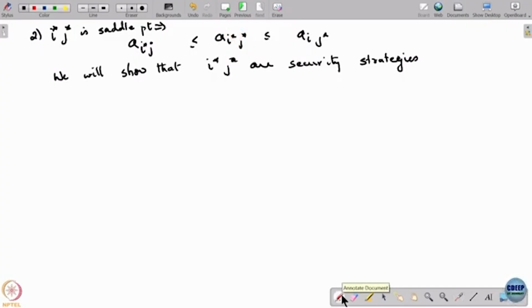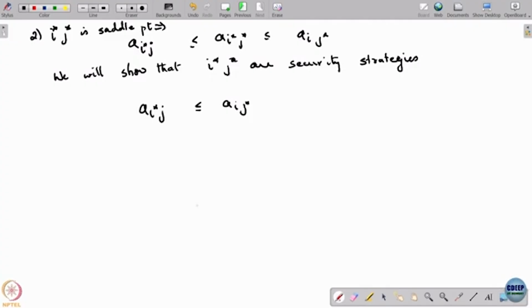So, if you want to get back the security concept, it is not enough to use any of these in isolation. You have to use the entire chain of inequalities, which means that you have to use that this left extreme is less than or equal to the right extreme. Okay, now what does that mean? That means that a_{i star j} is less than or equal to a_{i j star}.